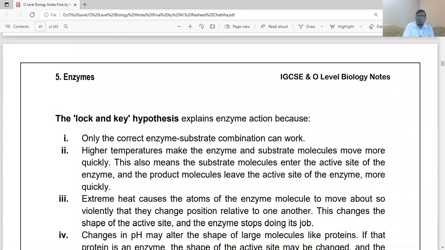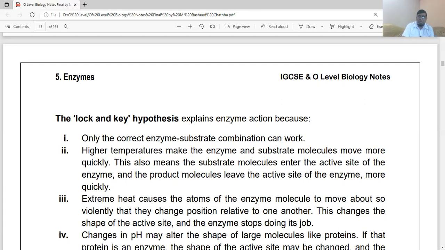Now, the lock and key hypothesis explains enzyme action because only the correct enzyme substrate combination can work. Higher temperature makes enzymes and substrate molecules move more quickly. This also means the substrate molecules enter the active site of the enzyme and the product molecules leave the active site of the enzyme more quickly. Number three, extreme heat causes the atoms of the enzyme molecule to move about so violently that they change position relative to one another. This changes the shape of the active site of the enzyme, which stops doing its job.